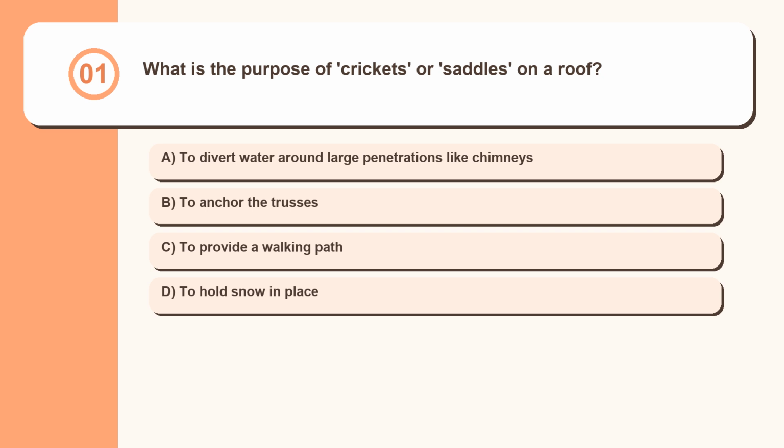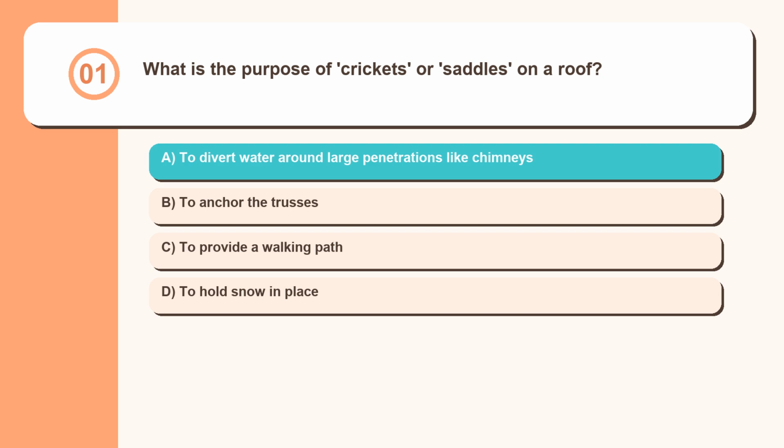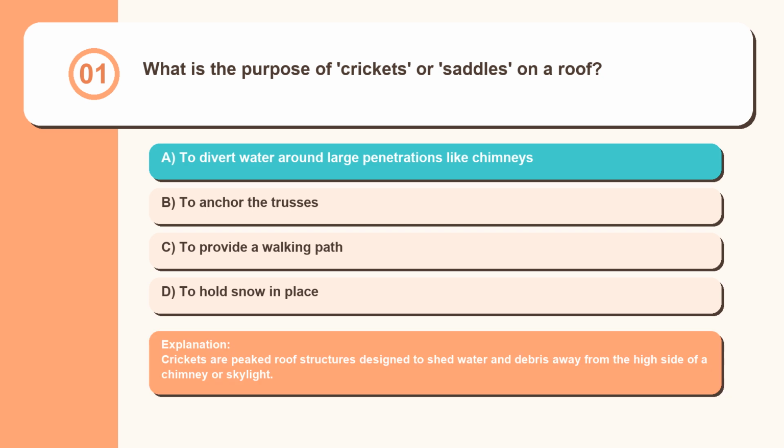To divert water around large penetrations like chimneys, to anchor the trusses, to provide a walking path, to hold snow in place. Crickets are peaked roof structures designed to shed water and debris away from the high side of a chimney or skylight.